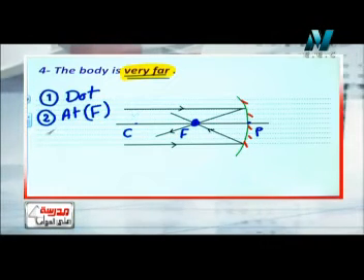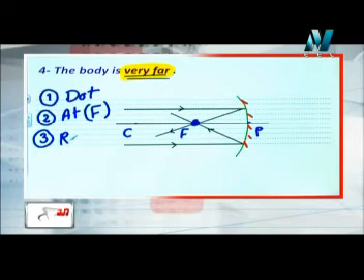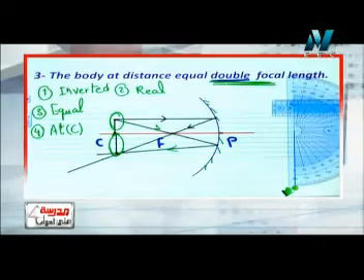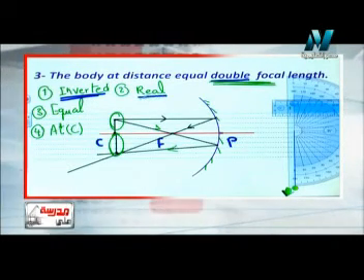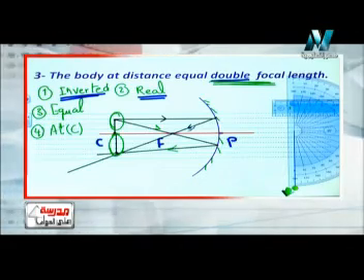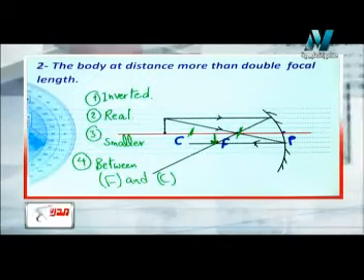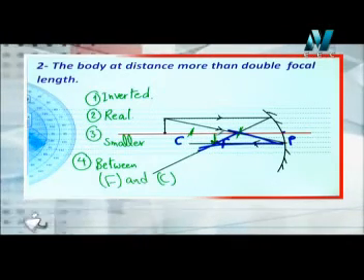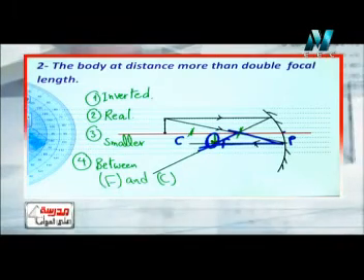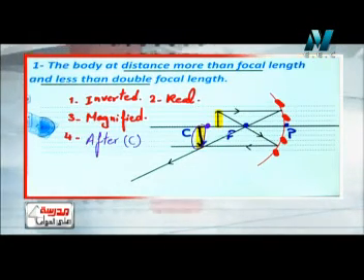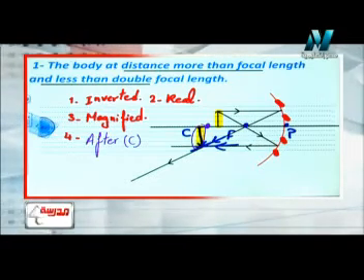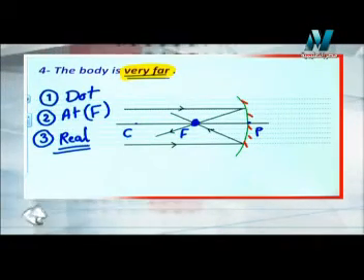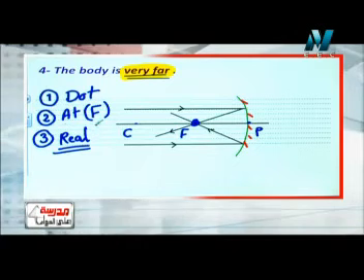Number 3, real. How do we know the image is real? Why real? Because this image is formed due to intersection of reflected light rays. So the image here is real. Any time the image is formed by intersection of reflected light rays, the image is real.